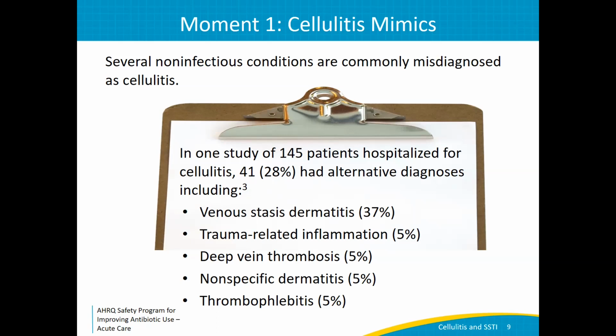But some of the other non-infectious syndromes you might see masquerading as cellulitis include trauma-related inflammation. That alone can cause erythema and swelling. DVT can sometimes mimic cellulitis, and it can sometimes be unilateral. Non-specific dermatitis, which is just kind of a catch-all term, and thrombophlebitis. So these are all conditions that will not respond to antibiotics, but can easily be mistaken for a bacterial infection.